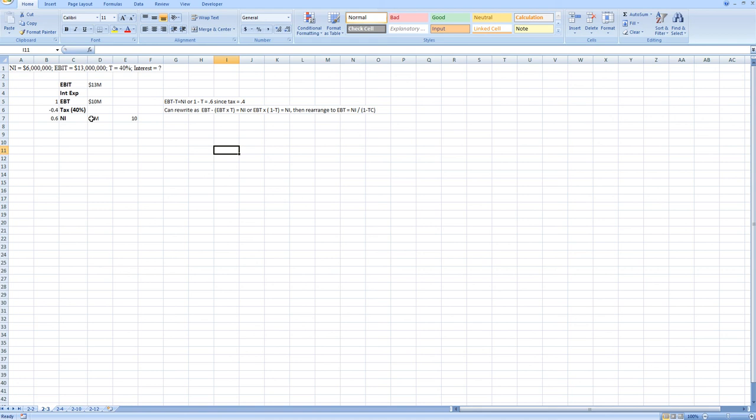Then all we have to do is take the difference between EBT and net income to figure out tax. So the difference between 10 million and 6 million is obviously 4 million. That's really not a required piece of information, but we'll just fill it in. And so then interest expense is the difference between EBIT and EBT. EBIT being 13 million, EBT being 10 million, the difference there is 3 million.